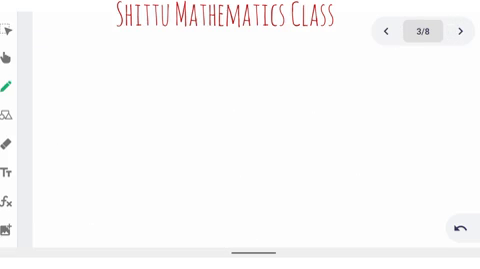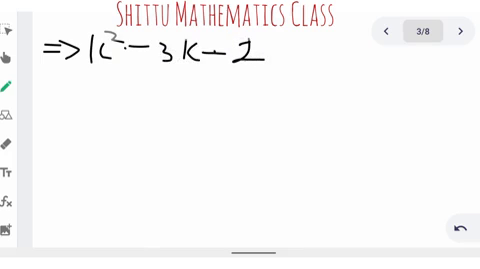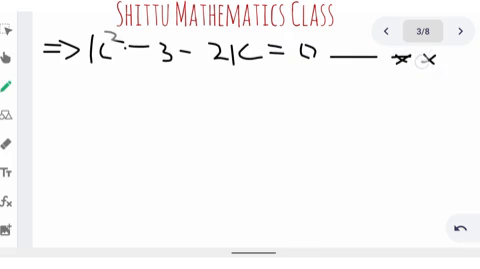So now from there, we can rewrite this equation like this, so that we have k squared minus 3, minus 2k equals 0. So now this is a quadratic equation in terms of k.